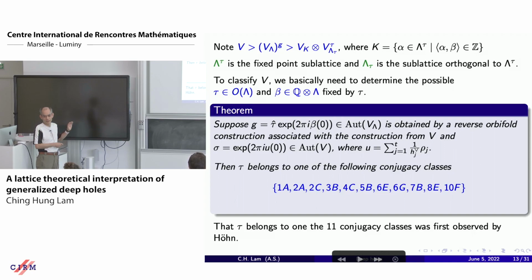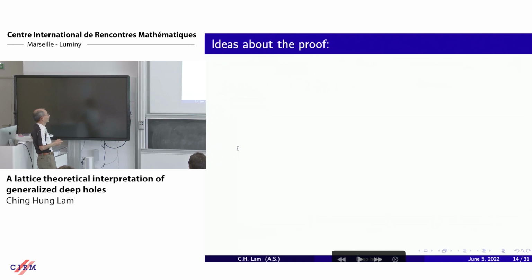As already mentioned, this was in a paper of Höhn. He actually gave that there will be only 11 possible choices, but he used a Schellekens list, I think. But we prove it without the Schellekens list. Remember, we don't use the Schellekens list at all, or the dimension formula in this work. All right, so I will just give you some idea of how this could be proved.